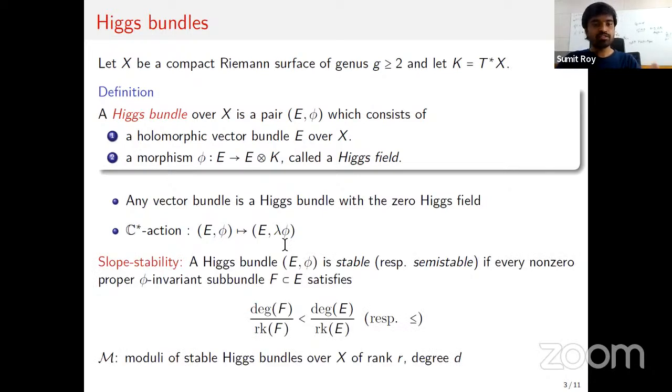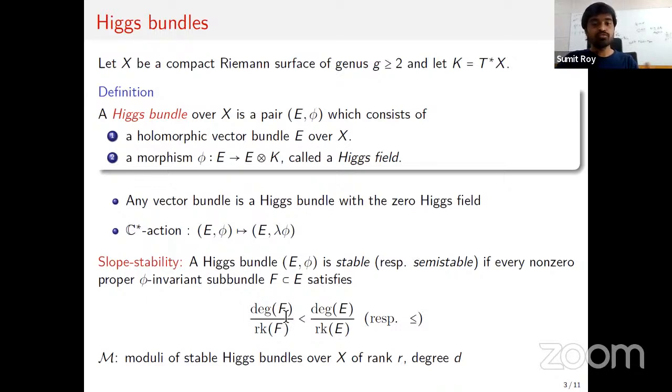And the slope stability condition says that a Higgs bundle (E, phi) is stable, respectively semi-stable, if for every non-zero phi-invariant subbundle F, phi invariant meaning that phi restricted to F sends F to F tensor K, okay, so it preserves F, for those subbundles we have this slope inequality, strictly less than for stability and less than or equal for semi-stability. So degree of a vector bundle means degree of the determinant bundle, which is a line bundle.